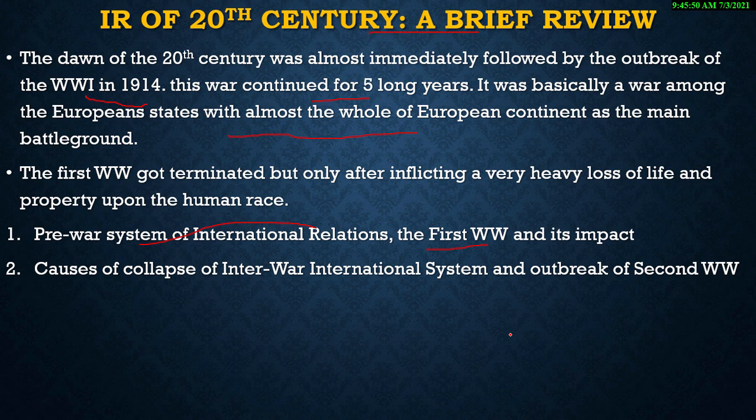The USA was pursuing the policy of remaining aloof from European affairs, the US policy of isolationism, and Russia continued to be a weak state under the Tsars. All areas of international relations were dominated by the European states, more particularly by Britain, France, Germany, Spain, Italy, Austria, and Turkey. Then came the causes of collapse of the interwar international system and the outbreak of the Second World War.